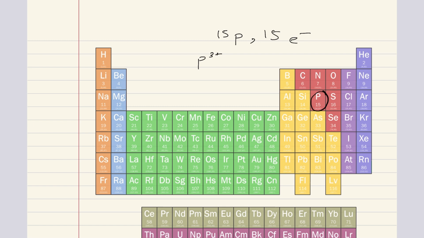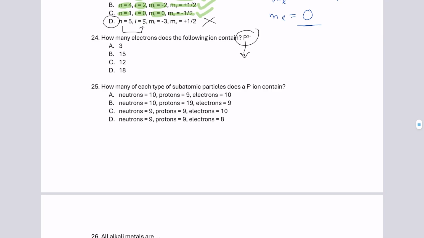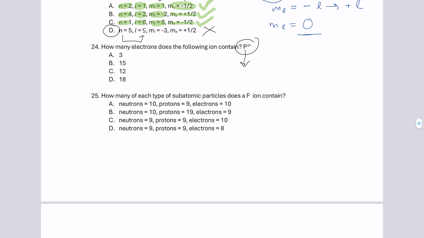So to find the number of remaining electrons, we just have to take our original 15 electrons in our neutral phosphorus and subtract 3 from there. And that gives us a total of 12 electrons. So P3+ has 12 electrons.